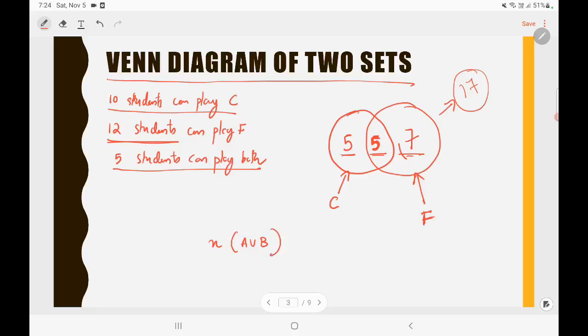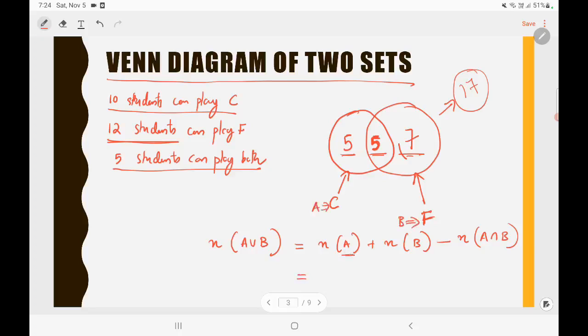n of A union B means the total number of students in this diagram. This is equal to n of A, that means the students who can play cricket, plus n of B, that means students who can play football, minus n of A intersection B, that is the number of students who can play both cricket and football. So here A represents cricket, and B represents football.